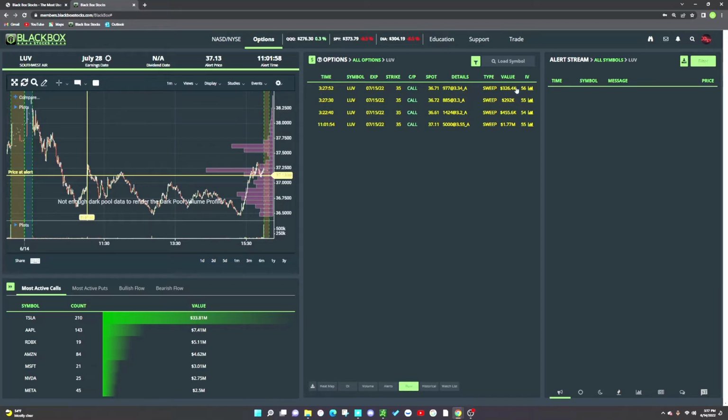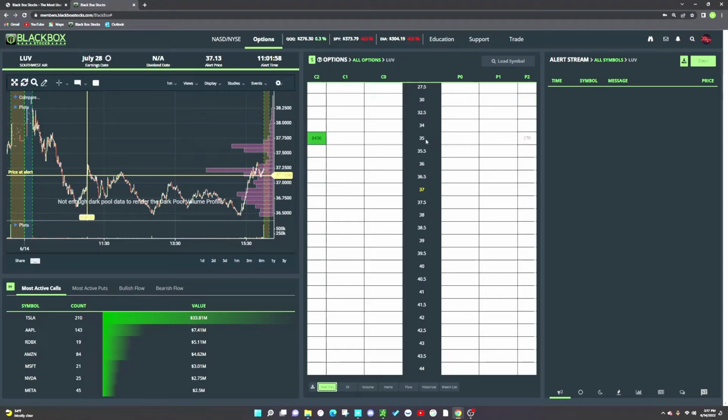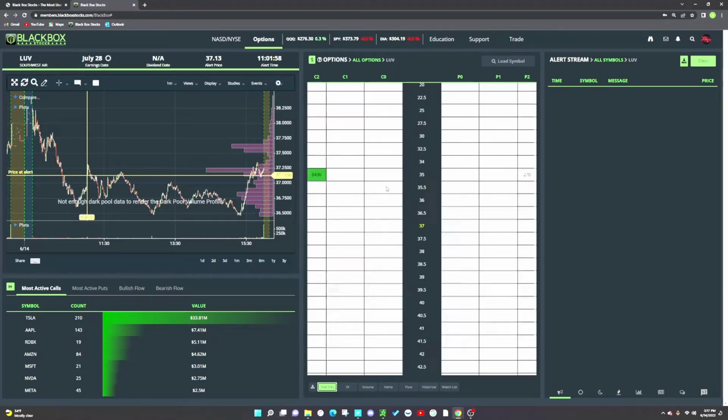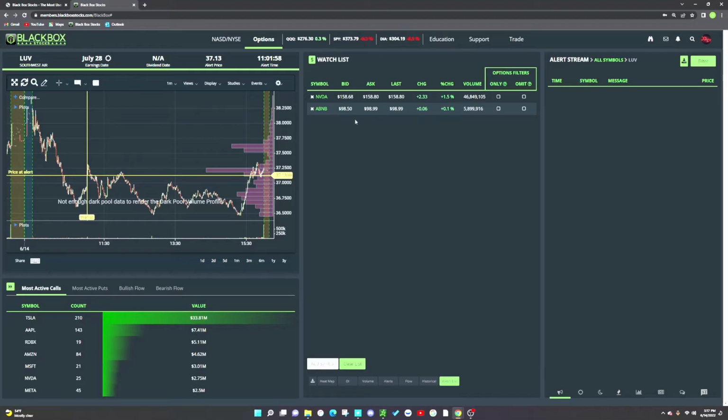This is a nice setup right here regarding the options. Now we still have to review the charts, but I'm liking this. They bought it, they averaged down, and then they kept buying. IV actually increased by the end of the day. The implied volatility was more than when they originally bought it. So that shows conviction in the play besides the dollar amount. If we go to the heat map, yeah, we can see that. That looks good. I like that. So we'll add Love.